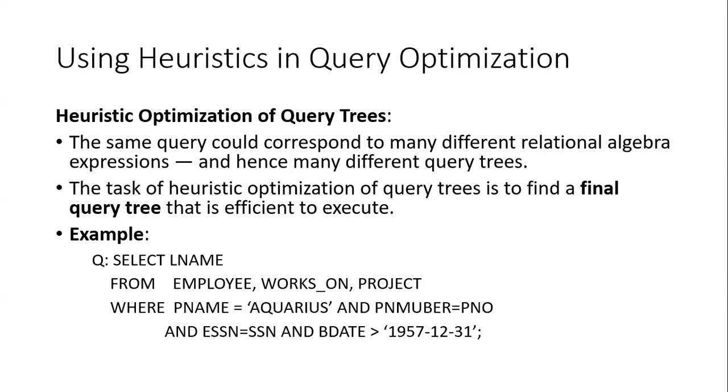Let's look in more detail at the heuristics in query optimization. The same query will correspond to many different relational algebra expressions, and then you should get different query trees, right? The task of this optimization process is to find an initial query tree representation, and based on that we can make an effort to make slight changes.